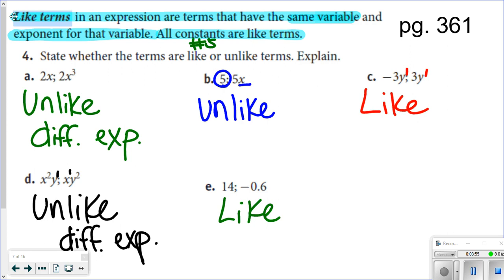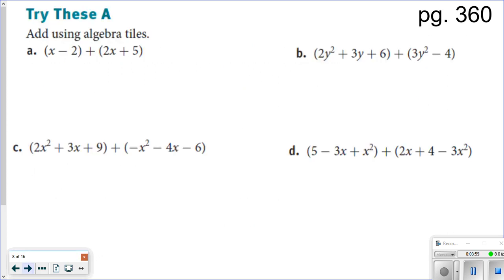So what we're going to do now is go back to page 360. Towards the bottom, you're going to see try these A. And again, we're just going to add these using the algebraic method instead of using algebra tiles. Okay, so it's actually going to be a little bit faster and a little bit easier.